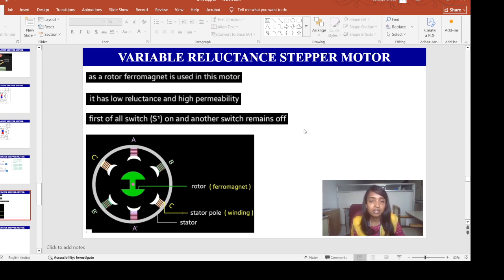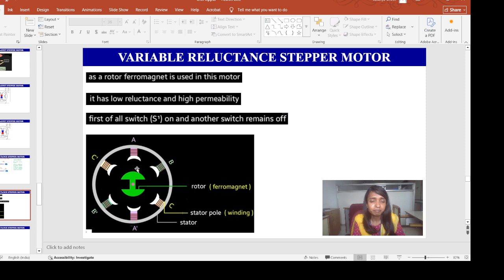If we look at the construction of the variable reluctance stepper motor, as a rotor, as already said, we are using a ferromagnet. Outside is the outer frame, which acts as a protecting shield. Next we have the stator poles, and on these stator poles we have the winding. The winding is made in such a way that A and A dash are connected in series, B and B dash are connected in series, C and C dash are connected in series, and each phase is separated from the others.